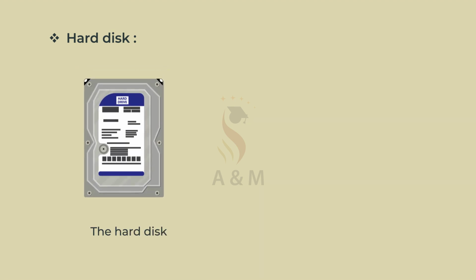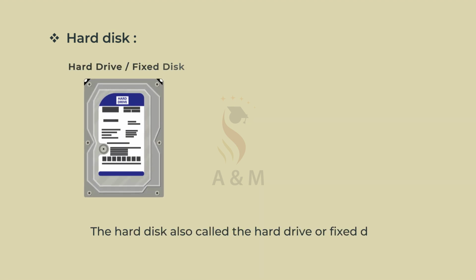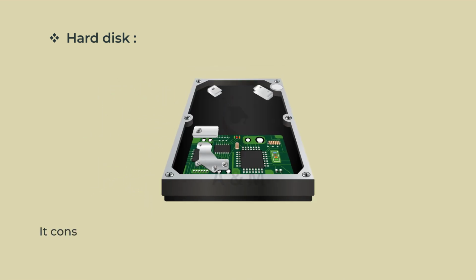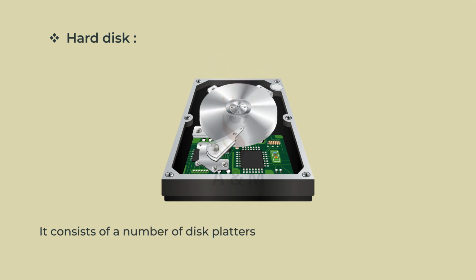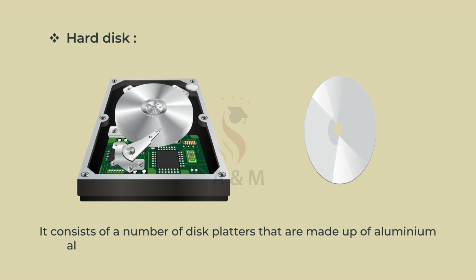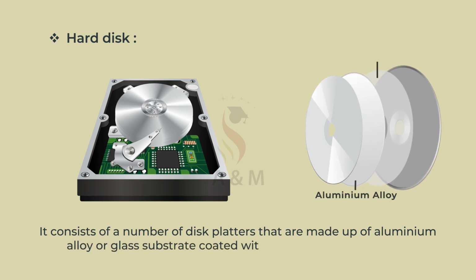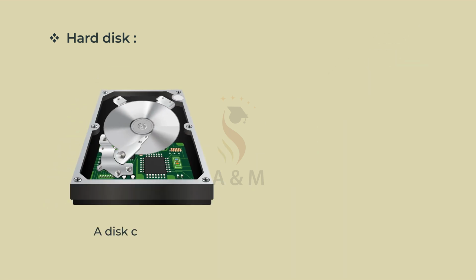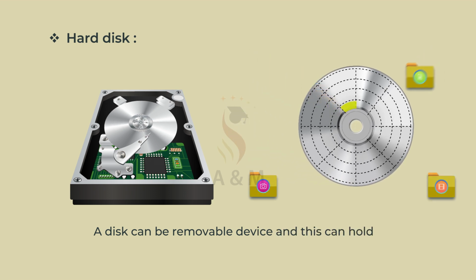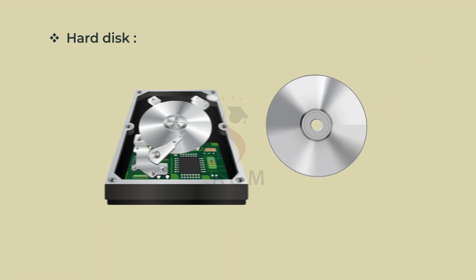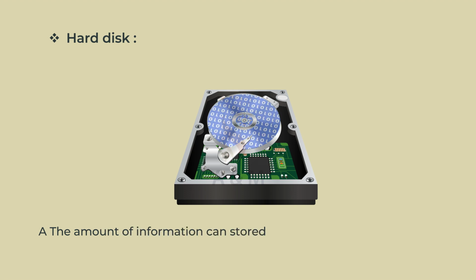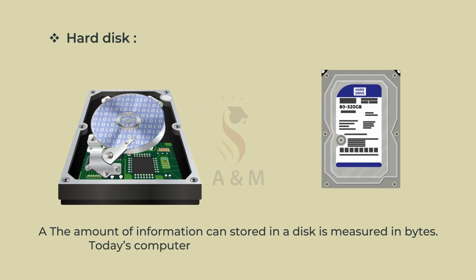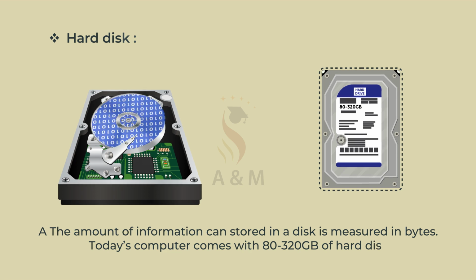The hard disk, also called the hard drive or fixed disk. It is a primary storage unit of the computer. It consists of a number of disk platters that are made up of aluminum alloy or glass substrate coated with a magnetic material and protective layers. A disk can be a removable device and this can hold a large amount of data. The amount of information stored in a disk is measured in bytes. Today's computer comes with 80 to 320 GB of hard disk.